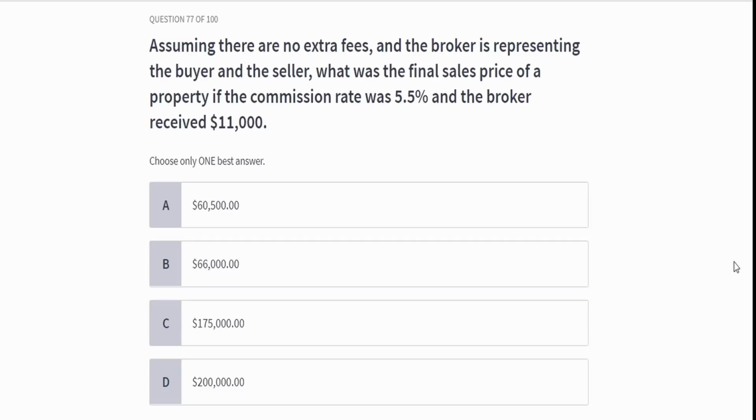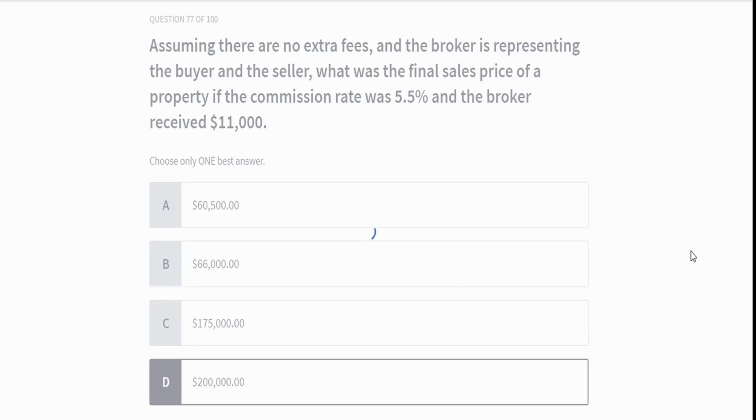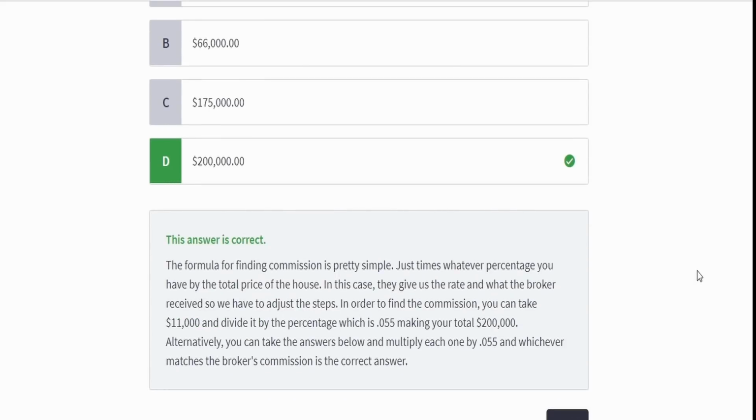Did you bust it out? Hopefully. So what is our correct answer for this one? Well, it is going to be $200,000. D is our correct answer. So the formula for finding commission is pretty simple. Just times whatever percentage you have by the total price of the house. So in this case, they gave us the rate and what the broker received. So we just have to adjust the steps.